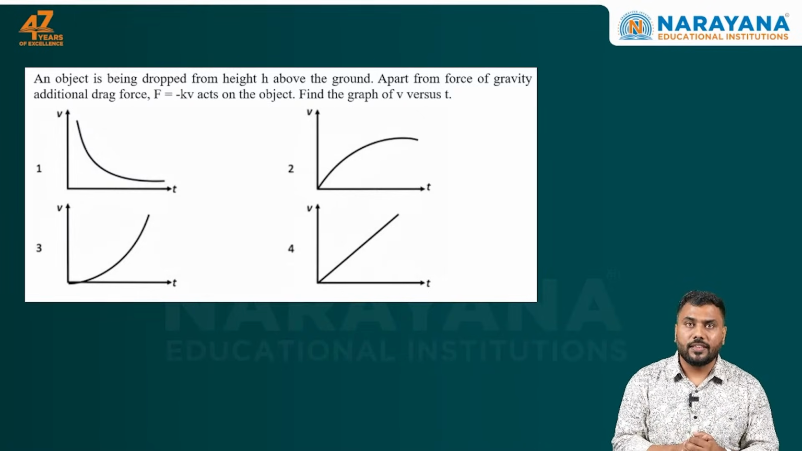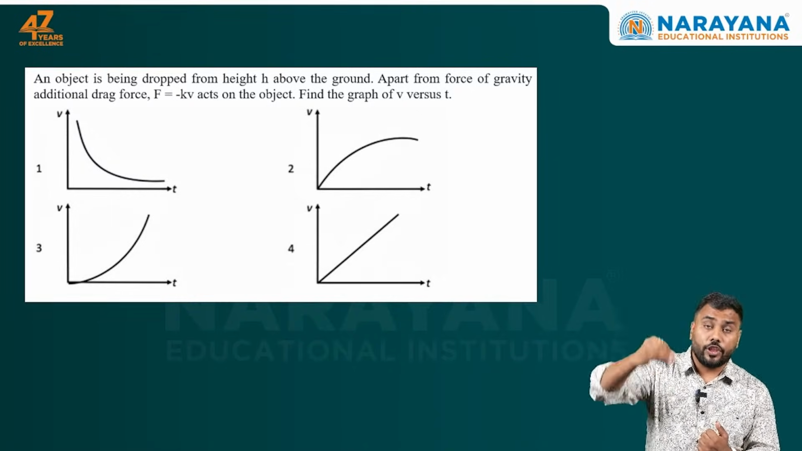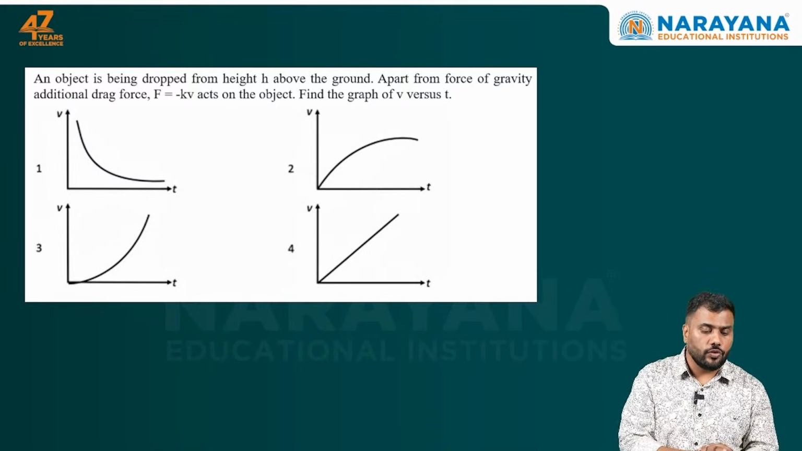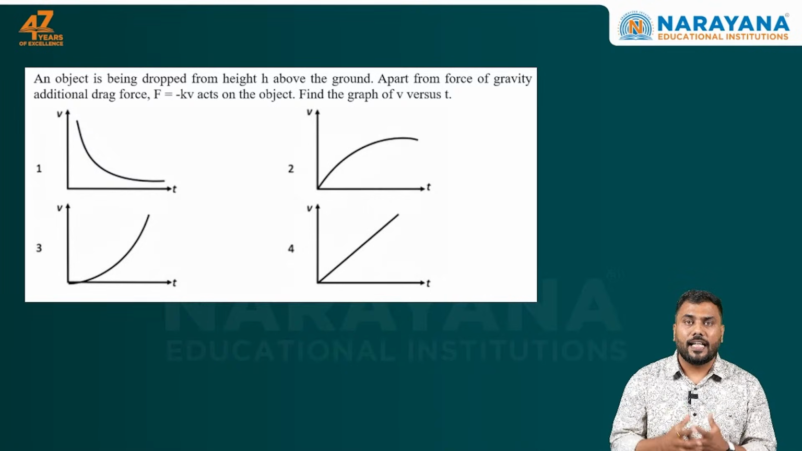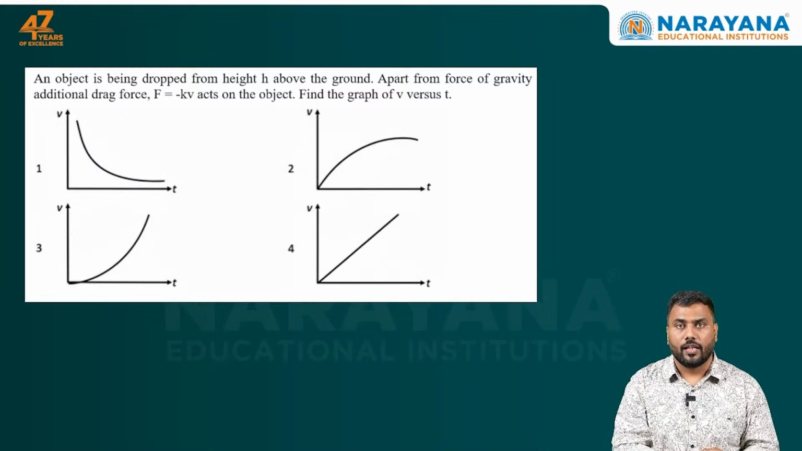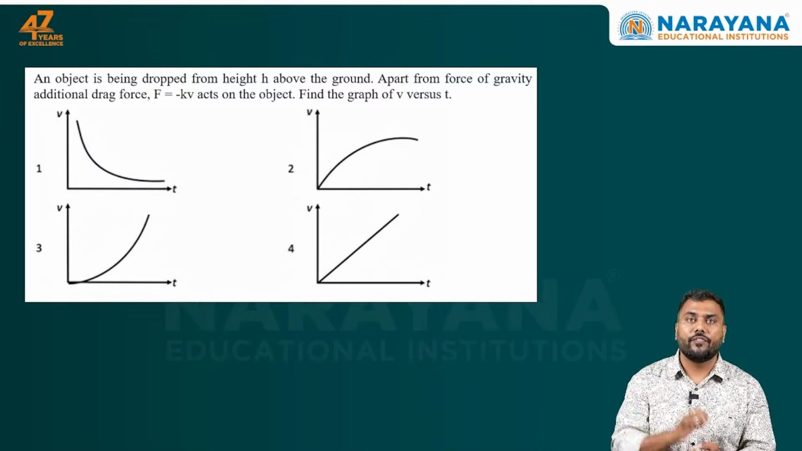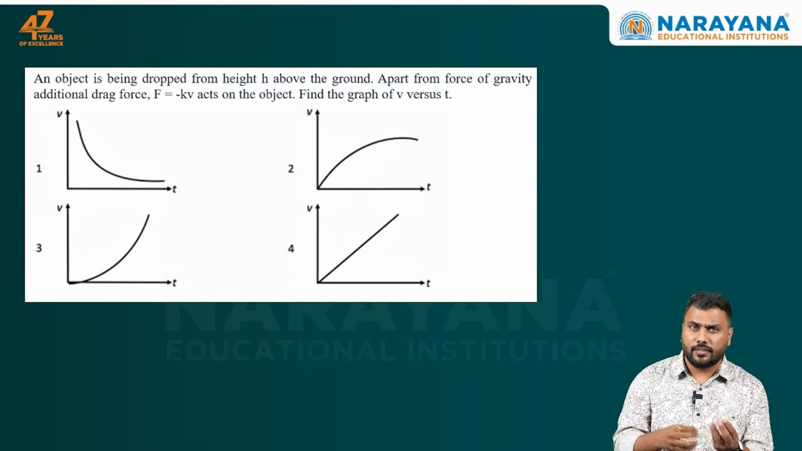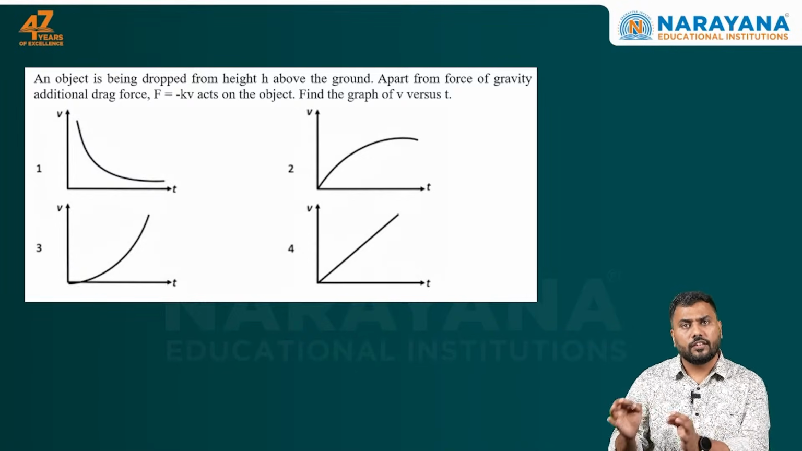So the question is asking us to find the velocity versus time graph when an object is dropped from a height, and in addition to gravity there is a drag force also acting, which is given by minus kV. So you must have seen this kind of situation in the case when a heavy object is dropped in a viscous liquid. Then because of viscosity of the liquid, there is a drag force which is 6 pi eta R v. So this drag force is the same, it is just proportional to velocity and negative in sign, just like Stokes' formula.